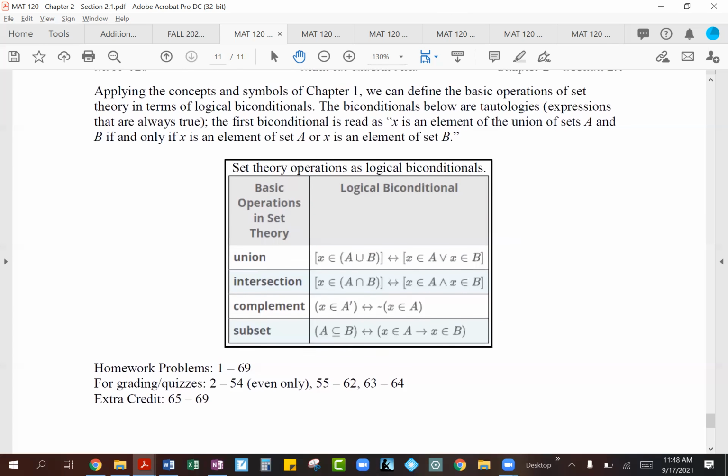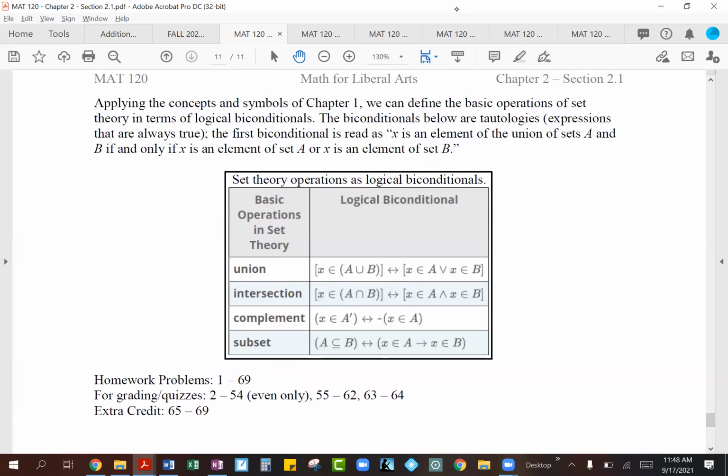And then they're giving you another breakdown, showing you how you can use the idea of a union between two sets by using our logical symbolism. So when we're saying X is an element of the union of two sets, we're basically saying X can be an element of set A or X can be an element of set B.